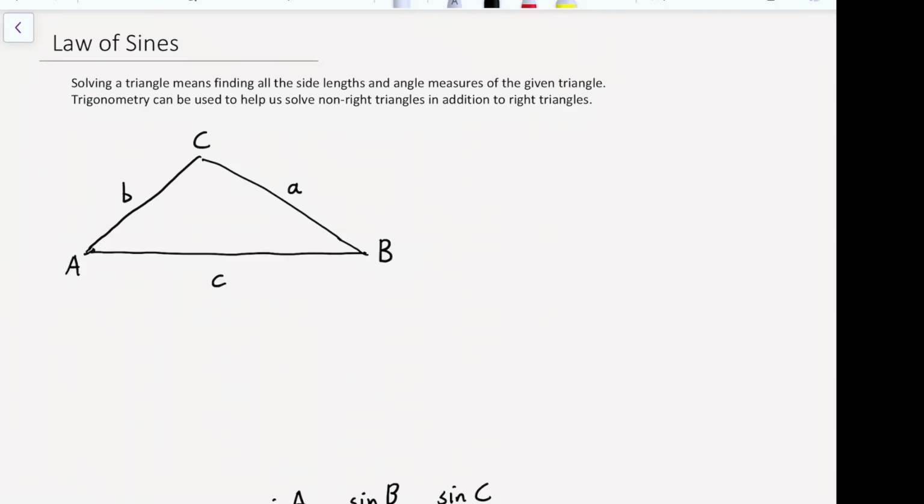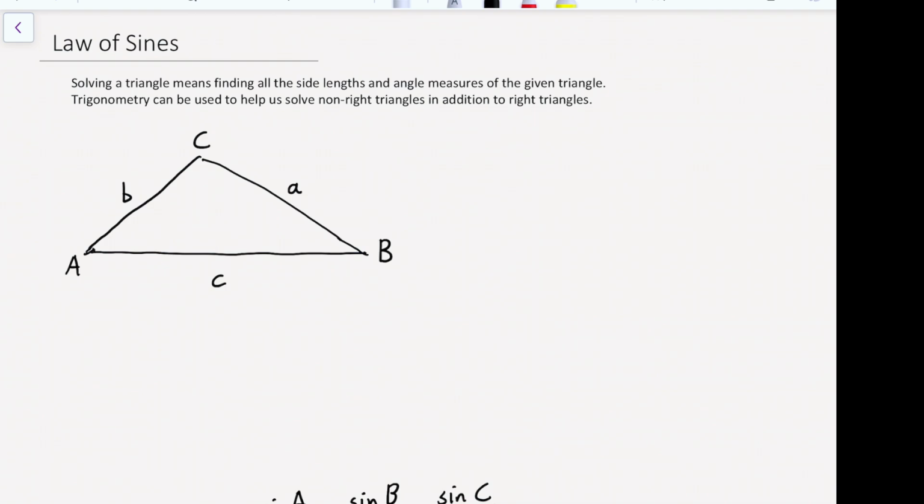In this video, I would like to discuss using a relationship known as the law of sines to solve a triangle. From geometry, you may recall that solving a triangle means finding all the side lengths and angle measures of the given triangle. Now, we've been solving some right triangles using sine, cosine, and tangent and other identities in trigonometry, but I also want to point out through the law of sines and through the law of cosines that trigonometry can help us solve non-right triangles as well.